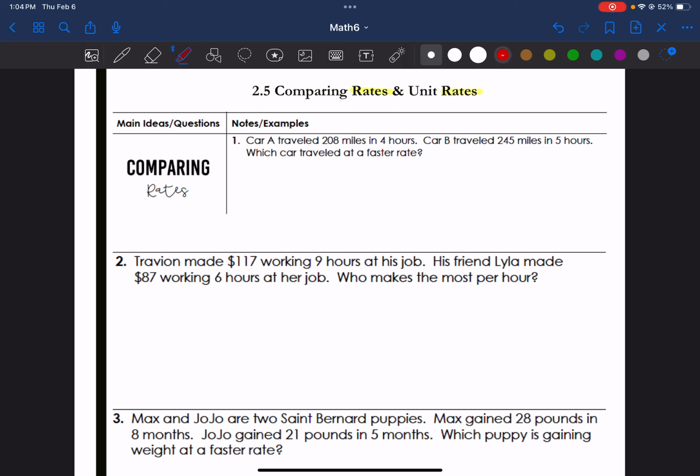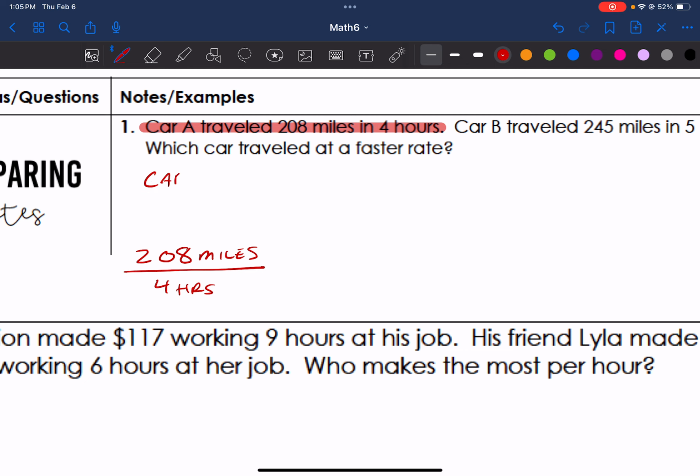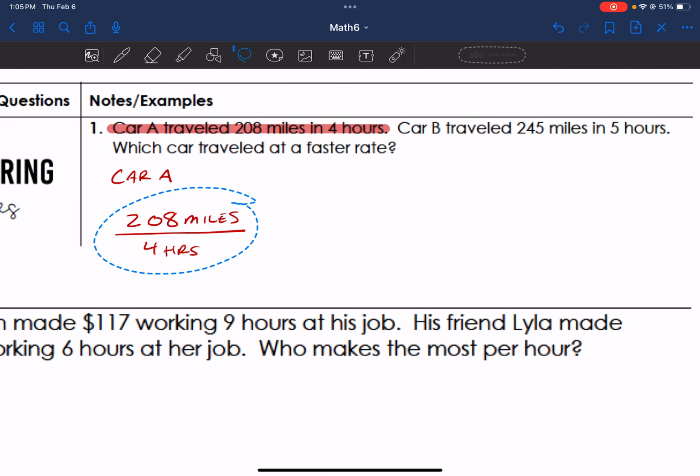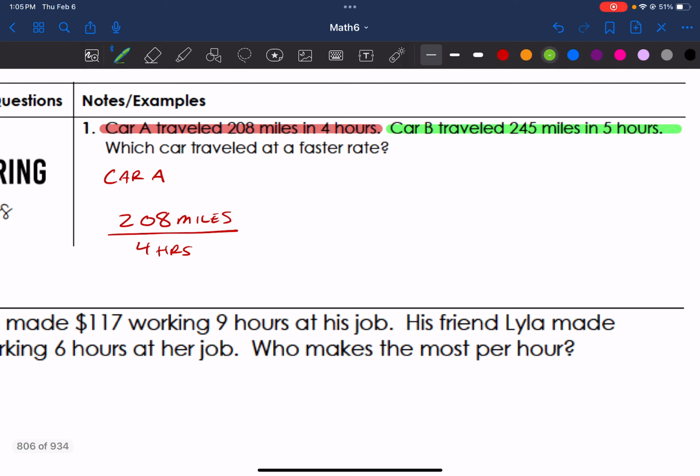So we see that car A traveled 208 miles in 4 hours. I can create a rate, 208 miles over 4 hours. And I can color code here, but for your purposes, if you're only using a pencil, you might want to put your information here so you know where it's coming from. So there's car A's information. Car B traveled 245 miles in 5 hours. So car B.